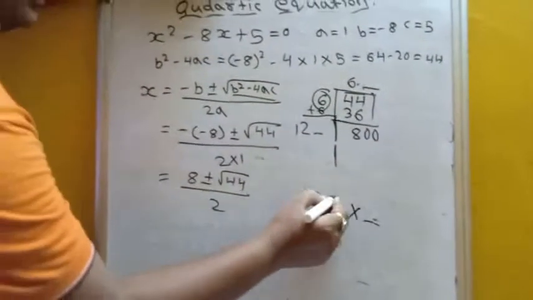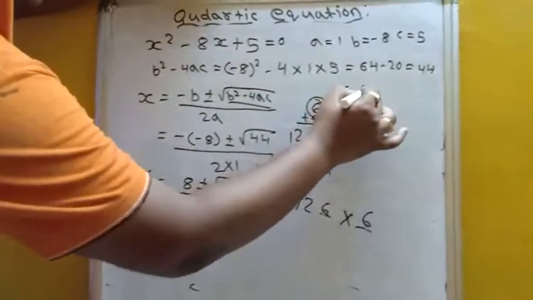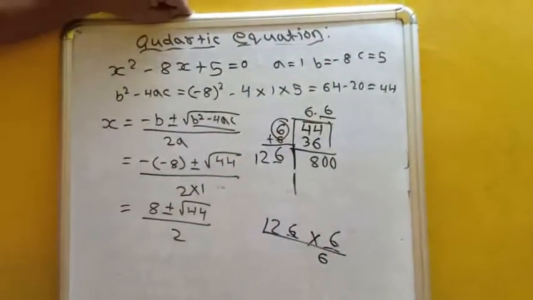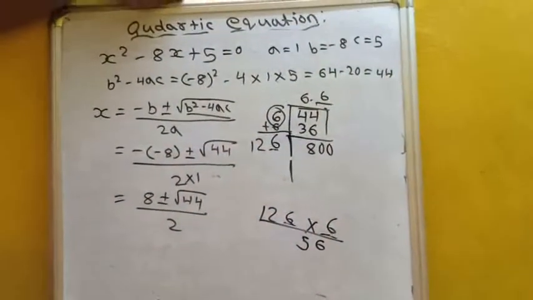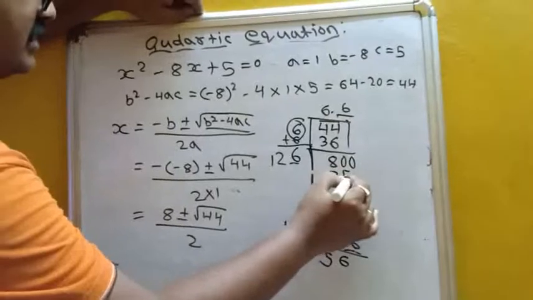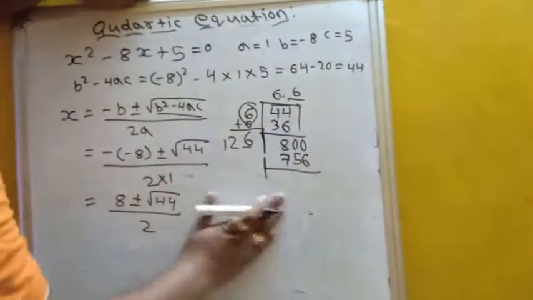So I know the value I have written here is 6. So 6 equal to how much? 6, I have written here also 6. So 6 6 is how much? 36. 6 2 is 12 plus 3, 15. 6 1 is 6 plus 1, 7. How much are you getting? 756. Yes or no? So 756.